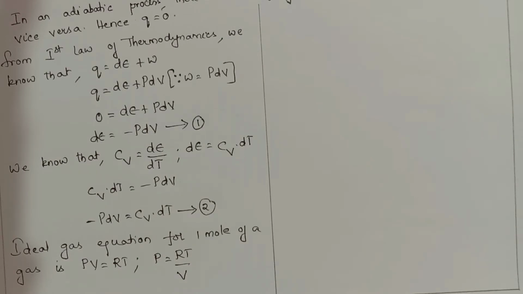Now, what to do with P is equal to RT by V? We will substitute this P value in equation 2 where there is a P. Okay, will you do that? So, write down. I will wait for you.